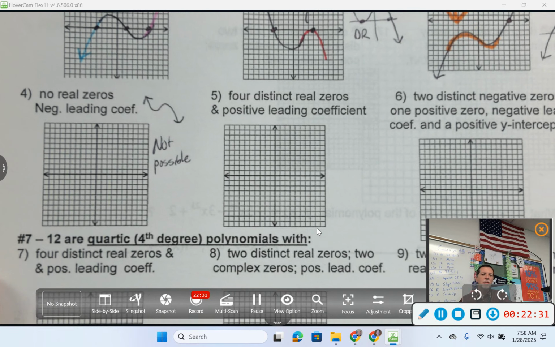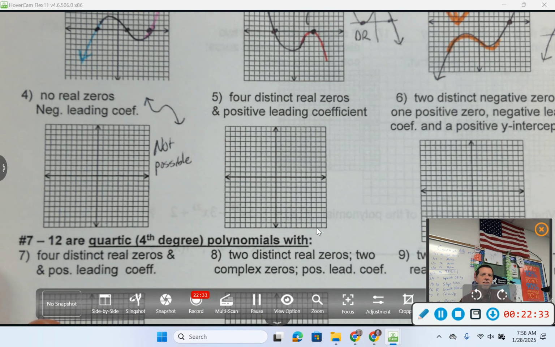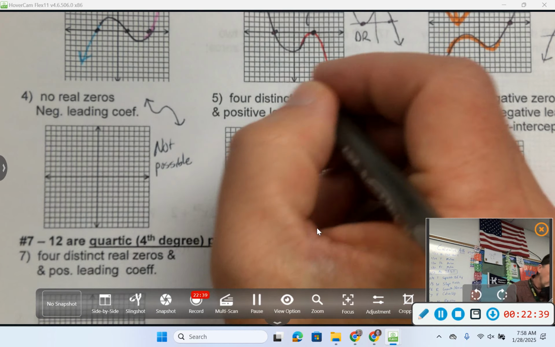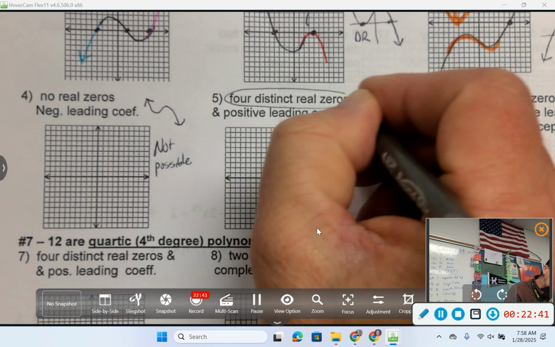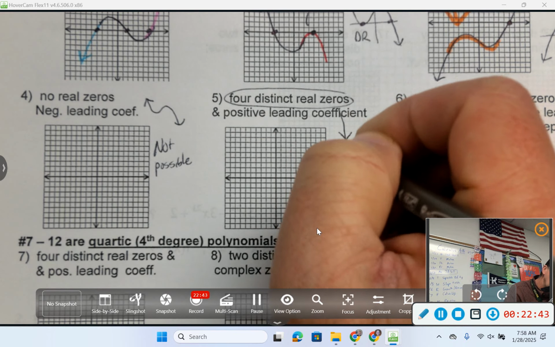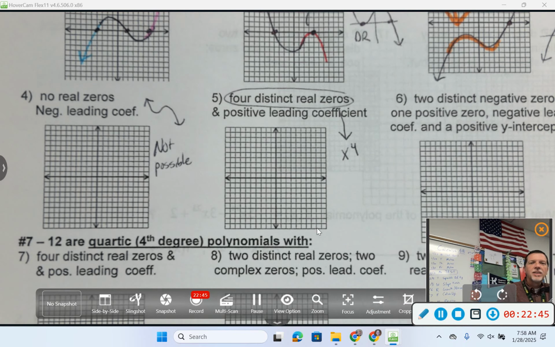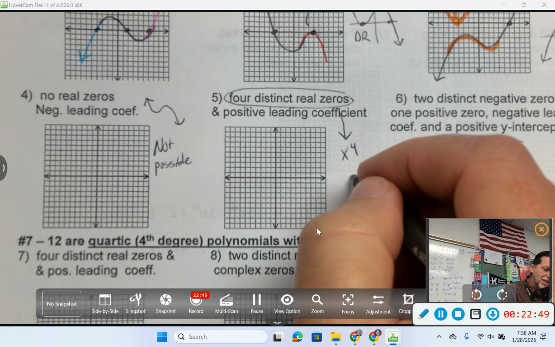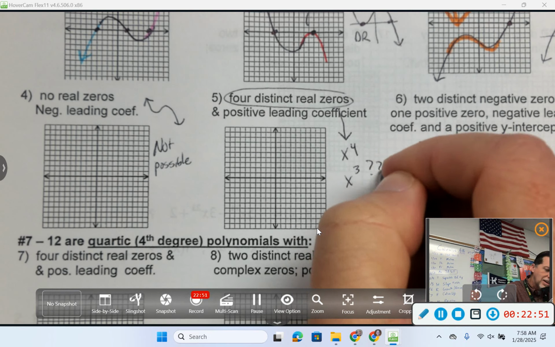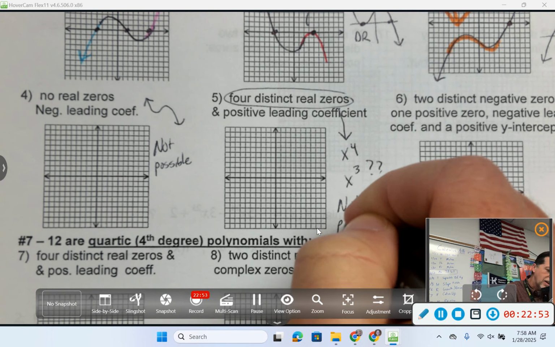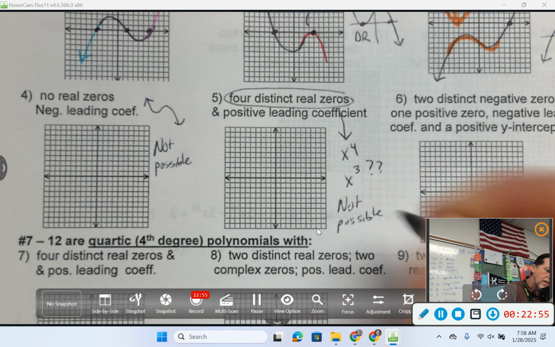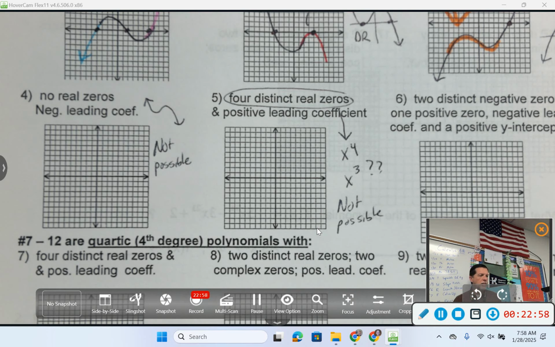Now, Jack, about number 5. How do you have 4? Is that a double? I don't think you can. Well, if you have 4 distinct real zeros, what power would that lead you to? 4. But this is supposed to be a cubic, so that's not going to work. I'm just writing out possible options.